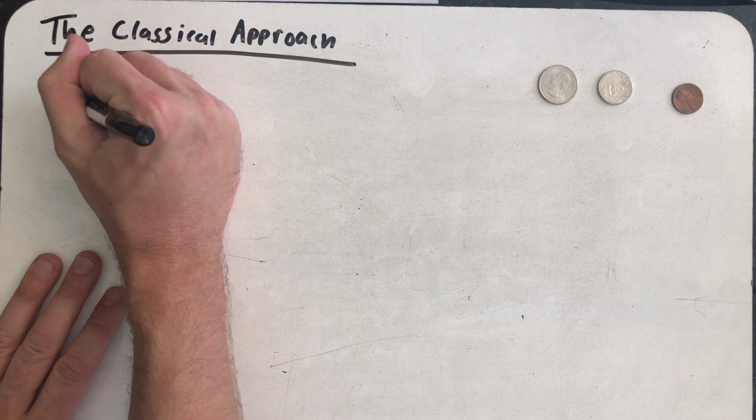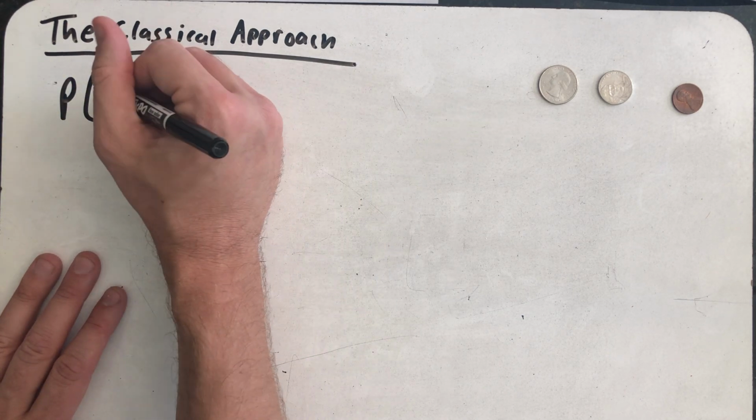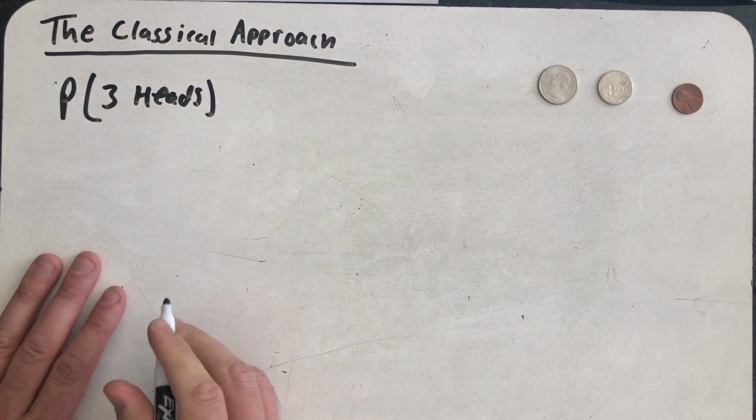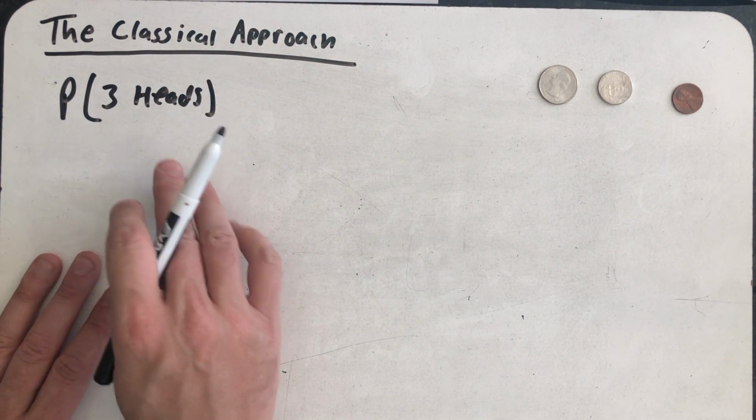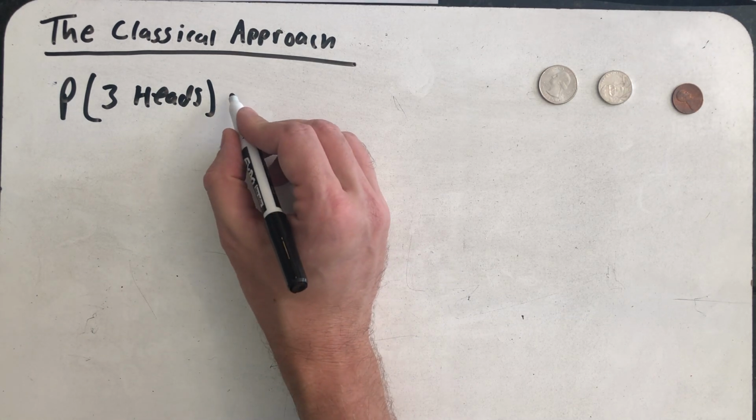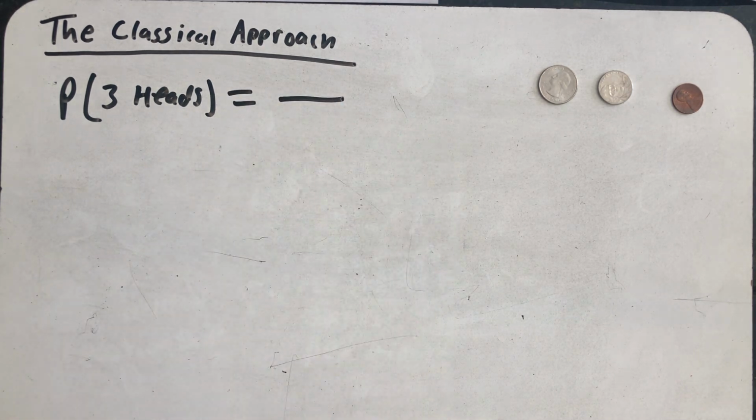So again, I want to know the probability that when I flip those 3 fair coins, I get 3 heads. When you're writing down a probability statement like this, it's a probability of 3 heads. The event we're talking about goes into parentheses. The probability we're calculating, we'll write out as a fraction, and then maybe even as a decimal rounded to 3 decimal places.